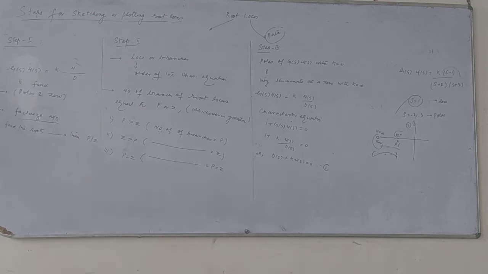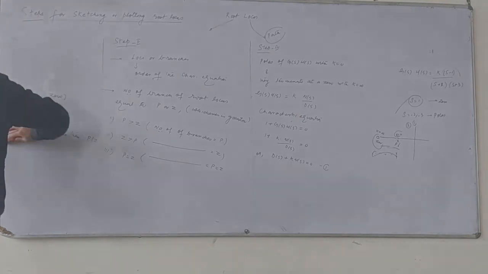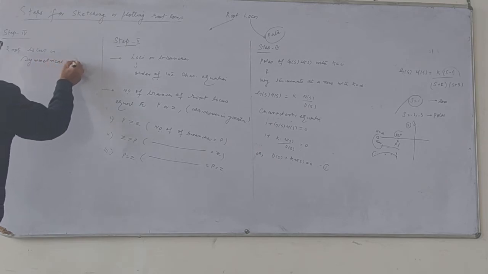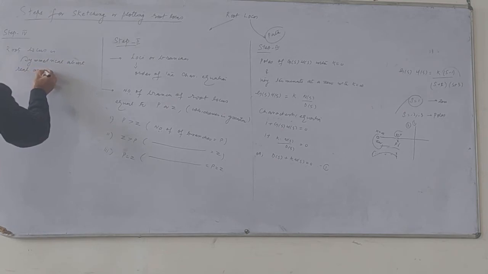So the next point is very simple. You can write down: root locus either moves along the real axis or the complex roots must occur in conjugate pairs. This is step number 4. So, root locus either moves along the real axis or the complex poles must occur in conjugate pairs. Therefore, root locus is symmetrical about the real axis. So what's the meaning of this one?